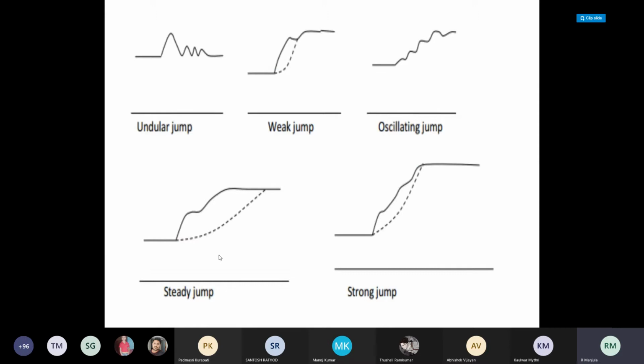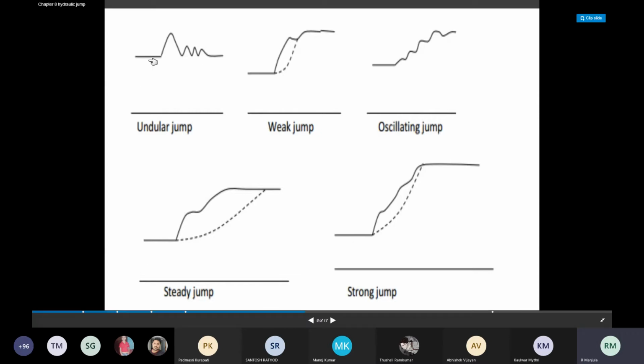And if you see the surface profile of those jumps, in the undular jump you can see a slight variation. There is not much difference in slope; almost no slope at all, just a variation in the top surface. The slope of the surface is absent. In the case of a weak jump, you can see a small jump with respect to the surface, but there is still some wake formation on the surface.